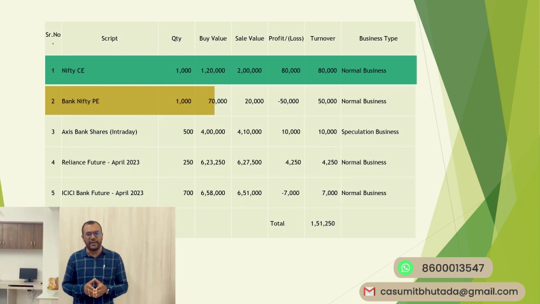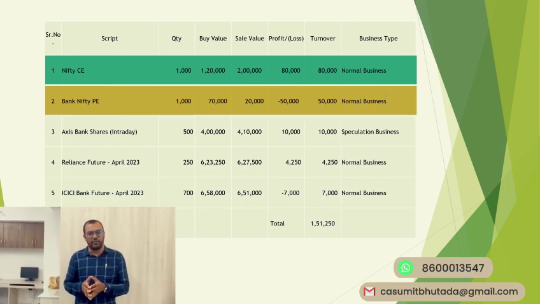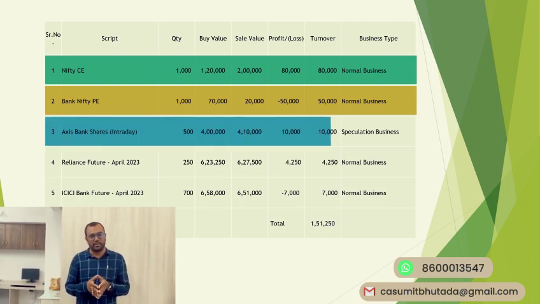Next, Bank Nifty PE you have traded. The quantity is 1000, buy value is 70,000, sell value is 20,000. There is a loss of 50,000. Turnover is 50,000. Axis Bank shares, these are traded intraday.